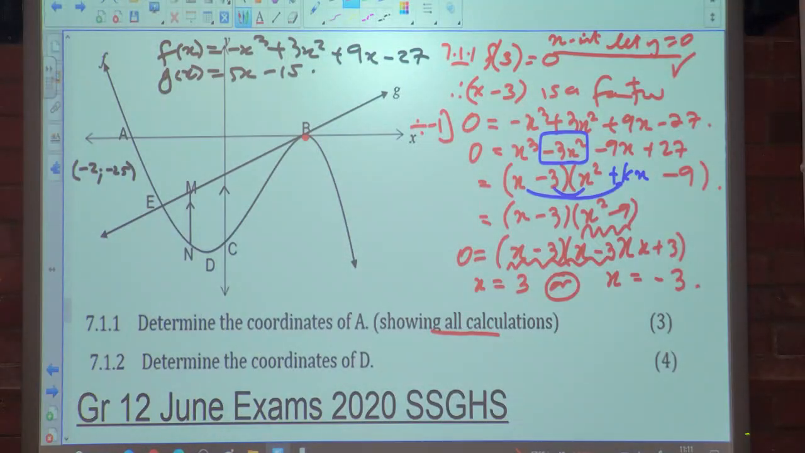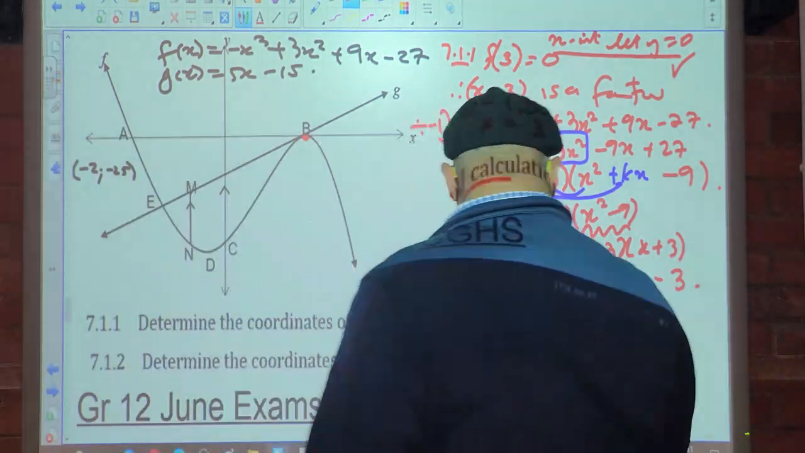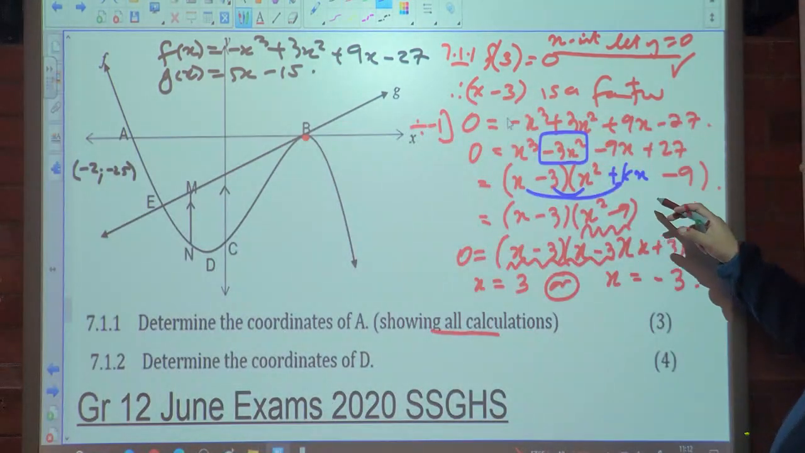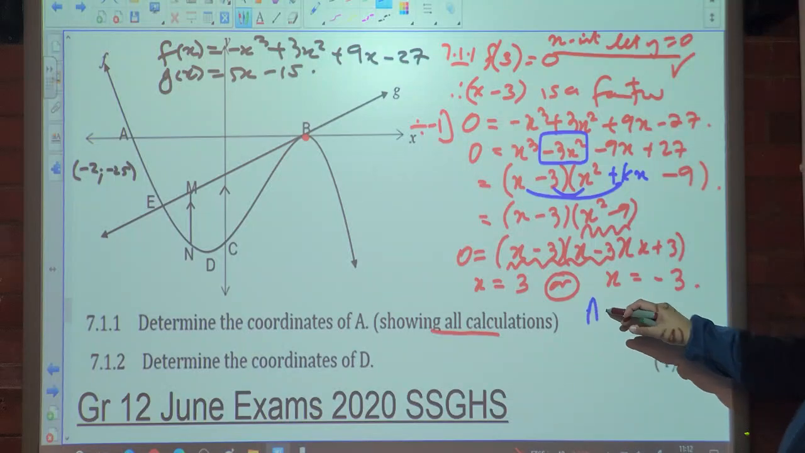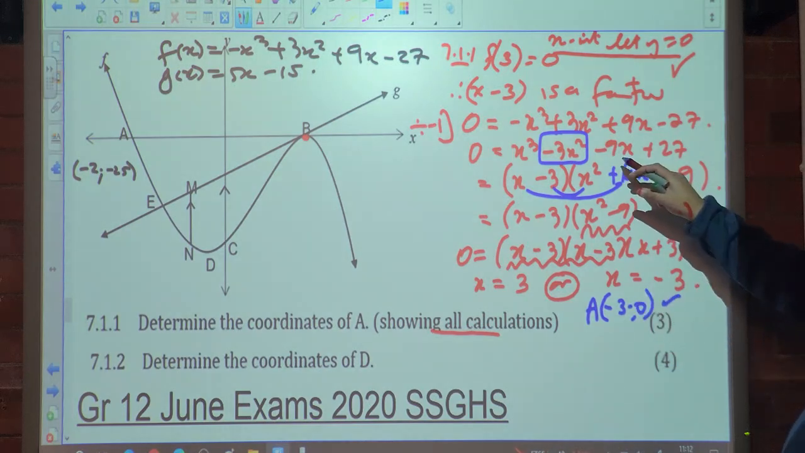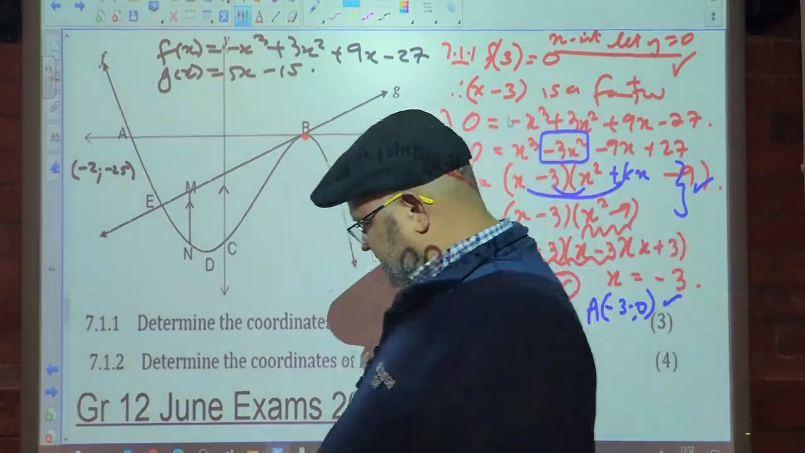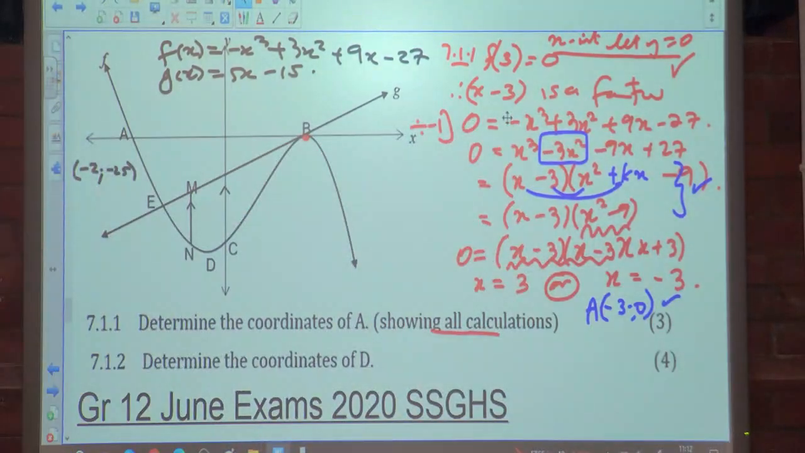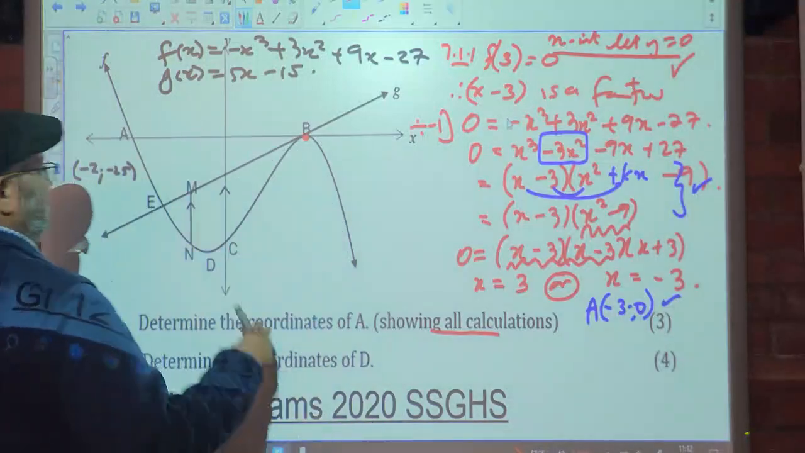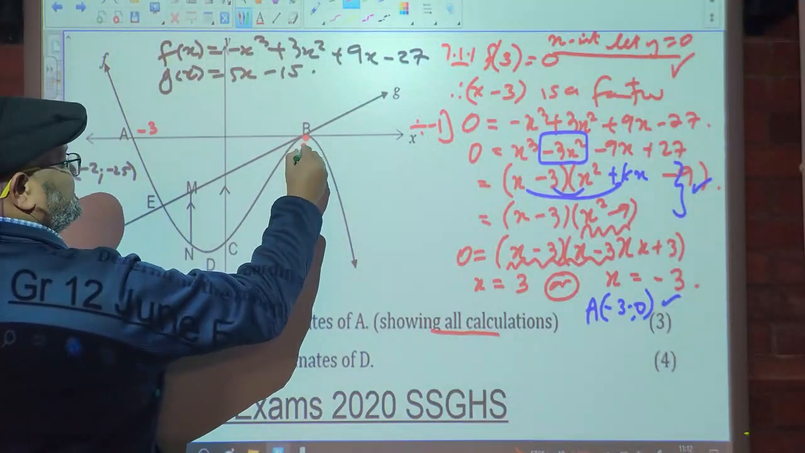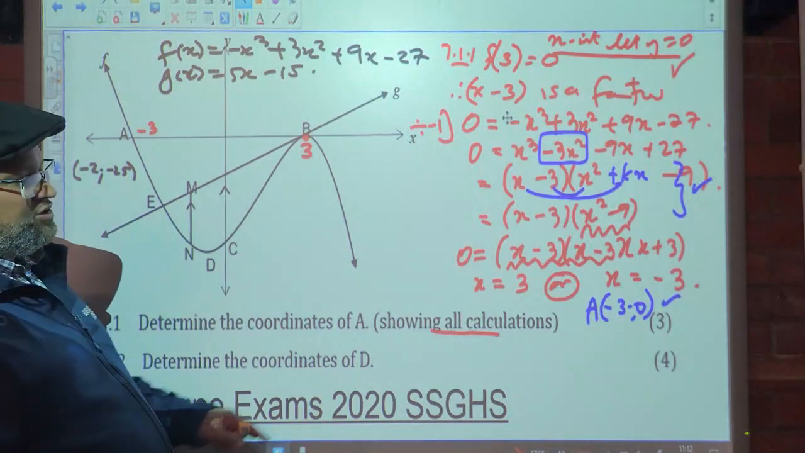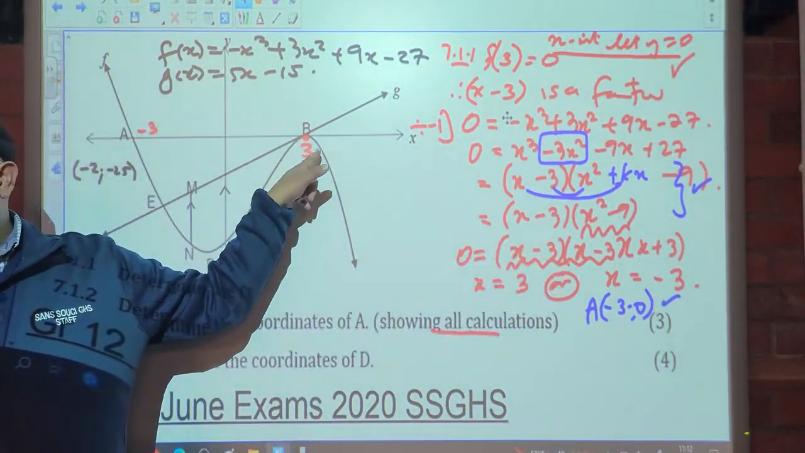You guys understand? So here, your second mark. What was the question? Determine the coordinates of A. So I have to say A is going to be minus 3 and 0. That is your second mark. And I think the third one was here somewhere. So if you only wrote A is going to be negative 3, only 1 out of 3 marks. So we know that A is minus 3 and B is 3. Again, there's 2 in 1 solutions here, it bounces off the x-axis here.